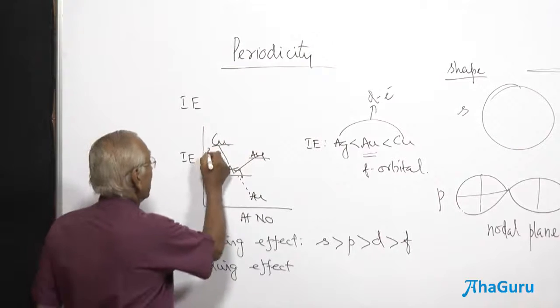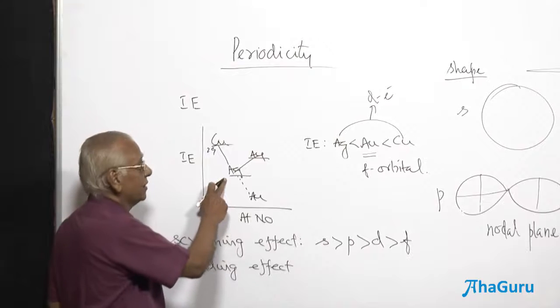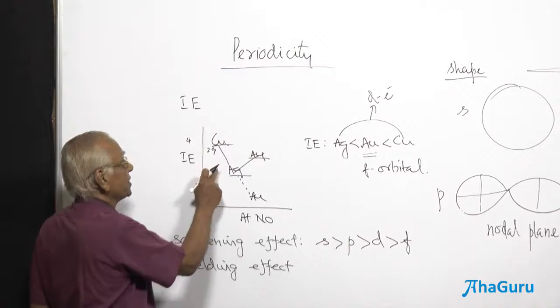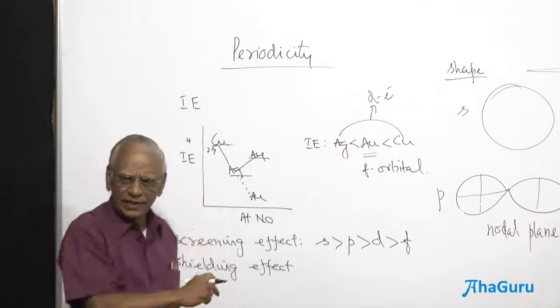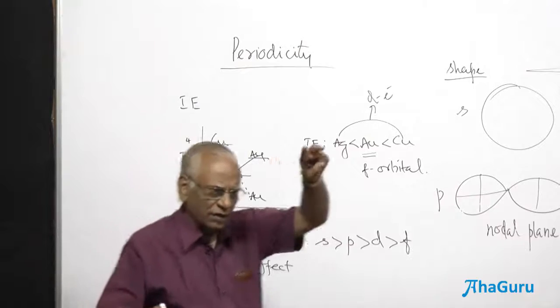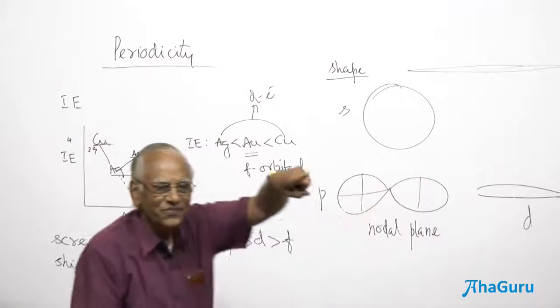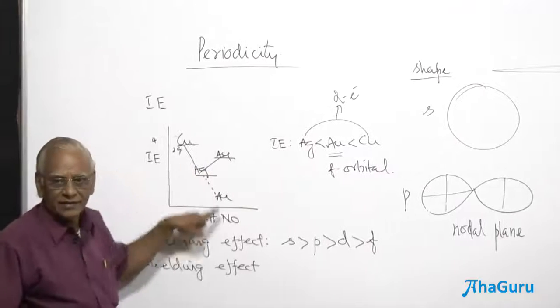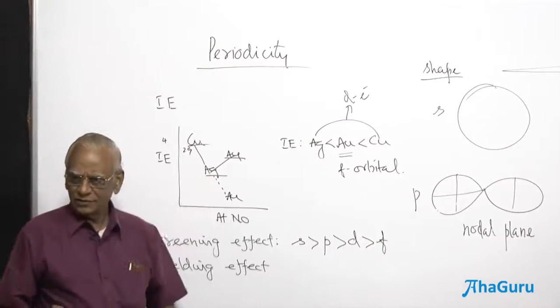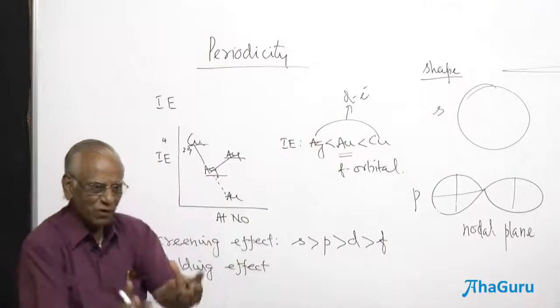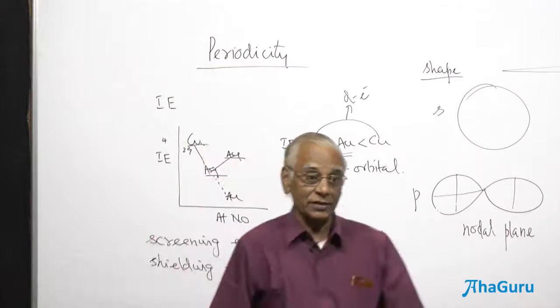This is going to be 29, add 18 here, and this is the fourth period, this is the fifth period, this is the sixth period. How many elements in the fourth period here? How many elements in the sixth period? 32. What is the difference here? 18. What is the difference here? 32. Now what I want to say, the number of protons increases tremendously in the case of gold.